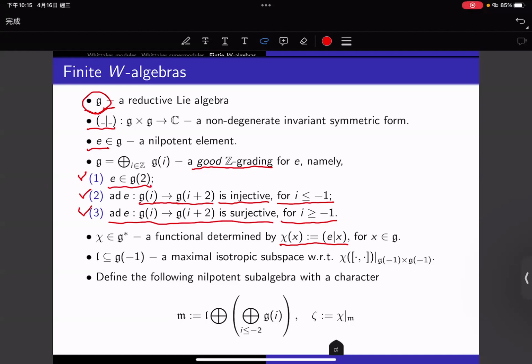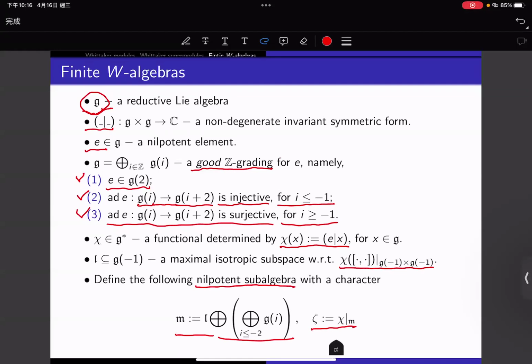and we choose a maximal isotropic subspace with respect to the bilinear form chi restricted to the subspace G_{-1} times G_{-1}, and we form a nilpotent subalgebra M given by this maximal isotropic subspace plus the direct sum of G_i where i runs over all numbers less than or equal to -2, and we define a character of this nilpotent subalgebra.